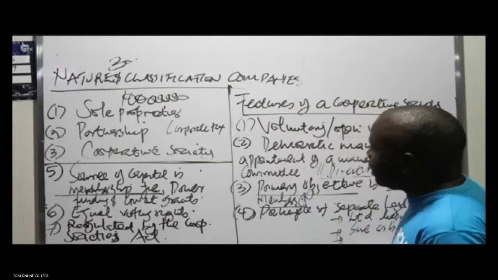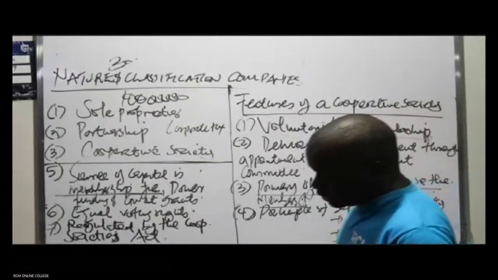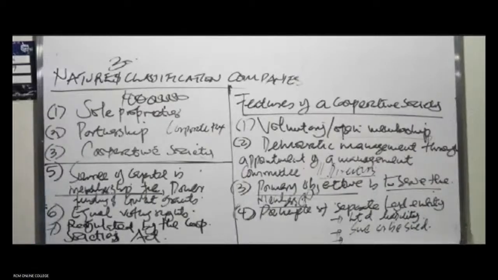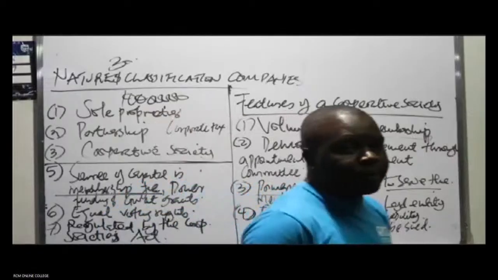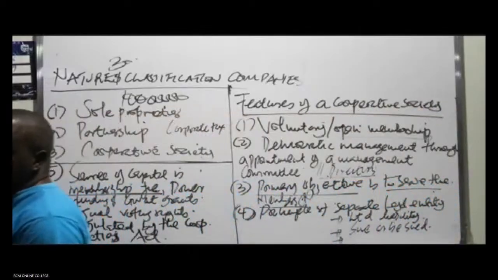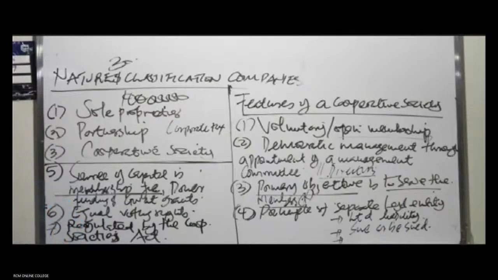Equal voting rights. So one member, one share, one vote. One member, one vote. But in the case of a company, your voting rights will be dependent upon the number of shares you hold. The more shares you hold in a company, the more voting rights you have. The more voting rights you do what? You have.